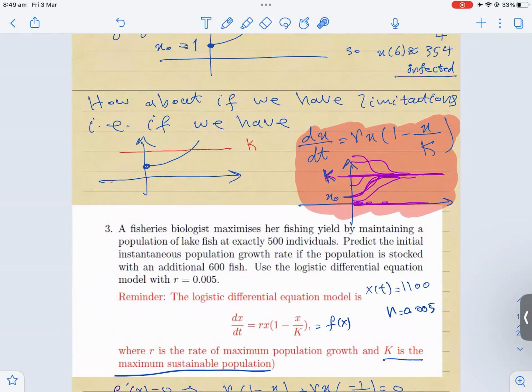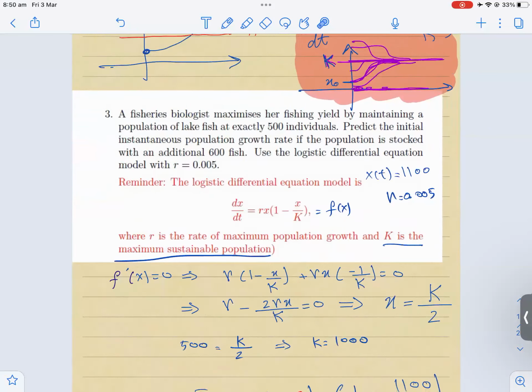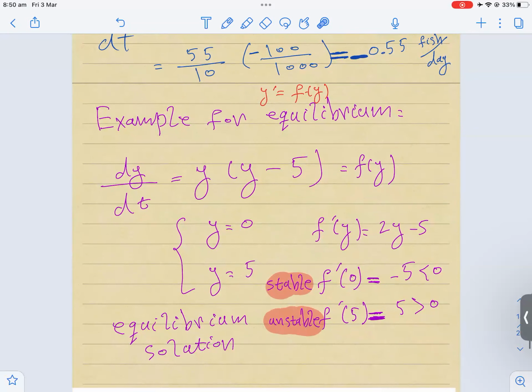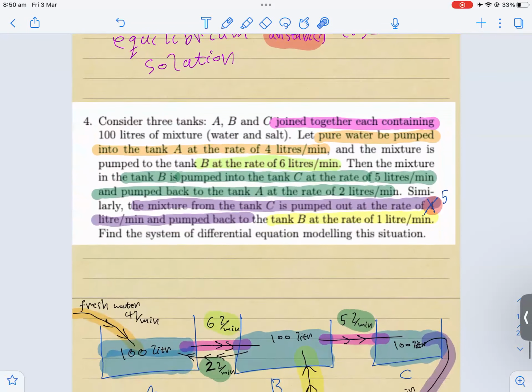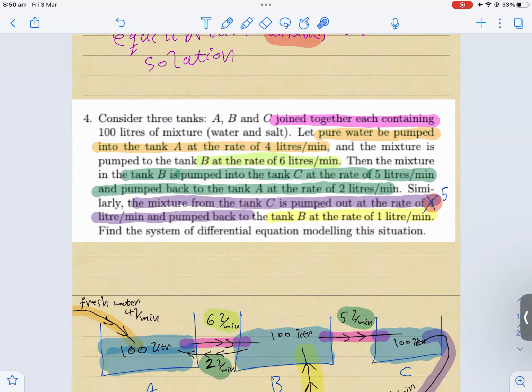Here, in this one, x' = rx(1 - x/K), x equal K is a stable solution. All the solutions tend to approach this K, x equal K. And x equals 0 or x equal x0 is a place that other solutions move away from. So x equal x0 is the unstable equilibrium solution. Question 4. Last question.